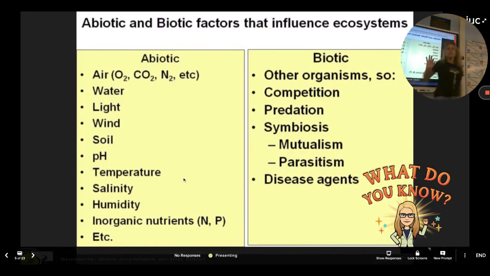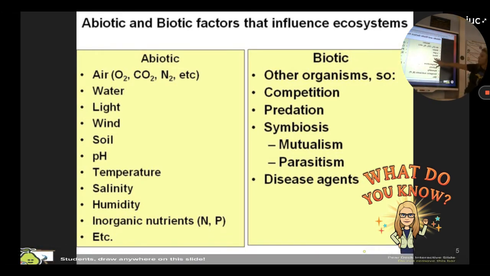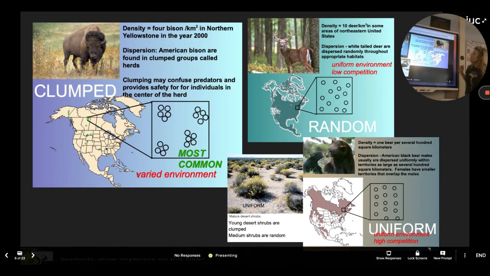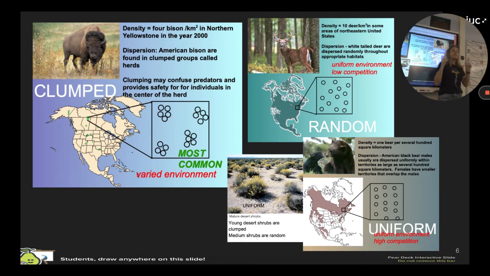So let's just look at these things, what you were talking about. Abiotic factors: water, light, wind, soil, versus biotic factors. We know the difference between those two. We looked at distribution, most common, meaning you have a varied environment and some spots are better than other spots. So you clump around the best spots and you're going to have a lot of competition around those best spots. Whereas random and uniform have what in common? Uniform environment. But on uniform, you're looking at high competition and random is low.